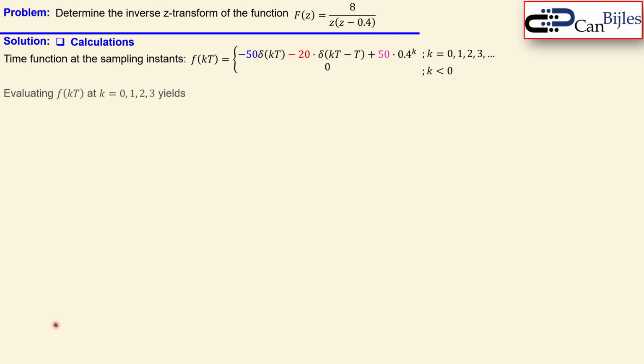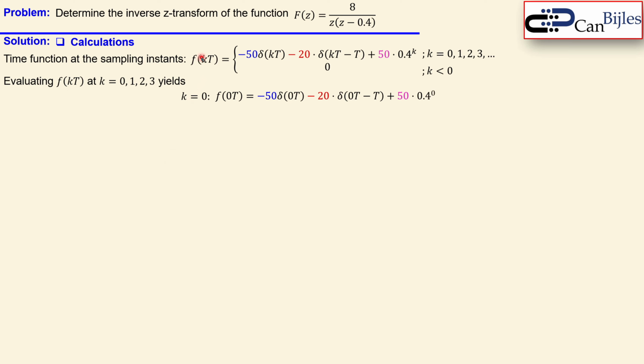Okay, now let's bring it here and now evaluate the function also at the specific values of k, in this case 0, 1, 2, 3, which will yield the following results. Now we just substitute here for k just 0. What happens? Now this Dirac delta function will be 1. This will be 0 because it's not active anymore. It is only active when the argument in the parentheses is 0. And 0.4 to the power 0 will be just 1. So you get here minus 50 times 1, minus 20 times 0, that's actually shown here, and then plus 50 times 1. That is effectively 0 if you just calculate this.